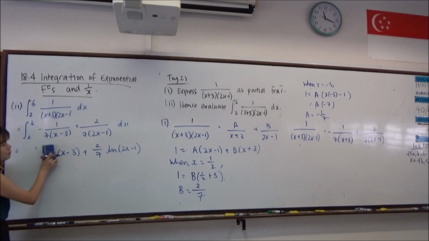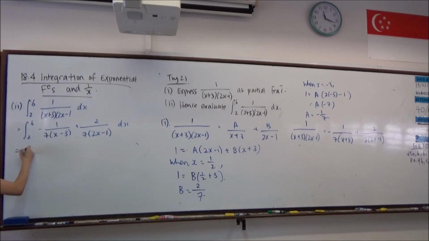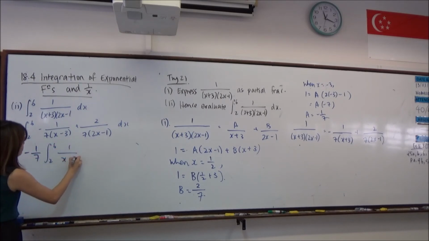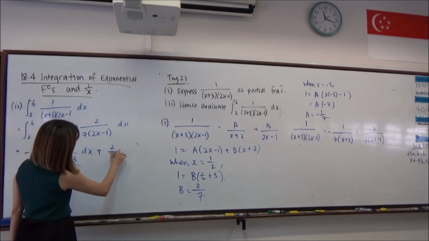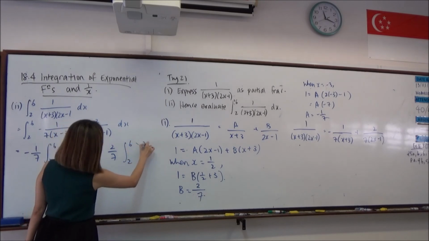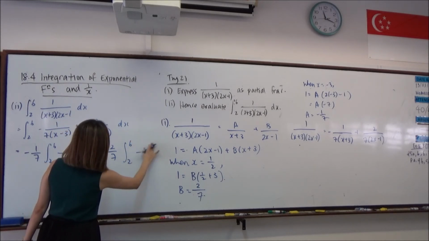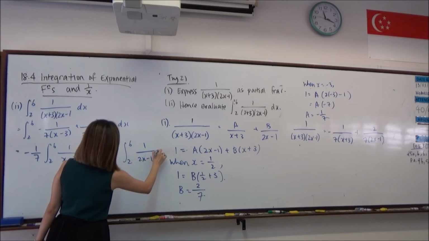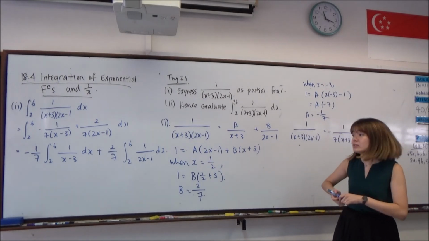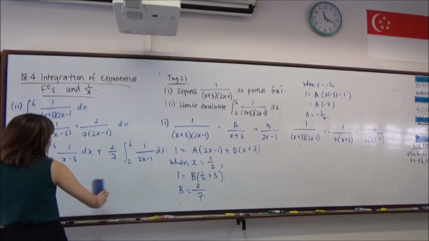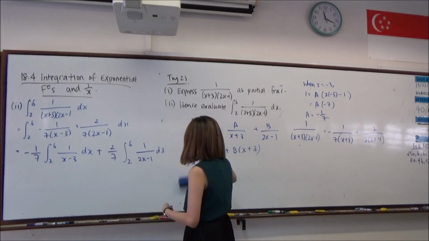Maybe it will be clearer if you write it like that. Okay, let me rewrite it now. If I see that this 1 over 7 is a scalar factor, it's a number, a multiple, so I can write negative 1 over 7 integral from 2 to 6 of 1 over x minus 3 dx. This is the first part. Then the second part will be 2 over 7, integrating from 2 to 6, 1 over 2x minus 1 dx. Oh, we can separate. It might be better if we write it in this manner, in case we get any algebraic confusion.